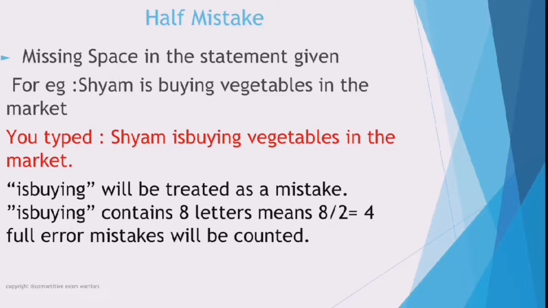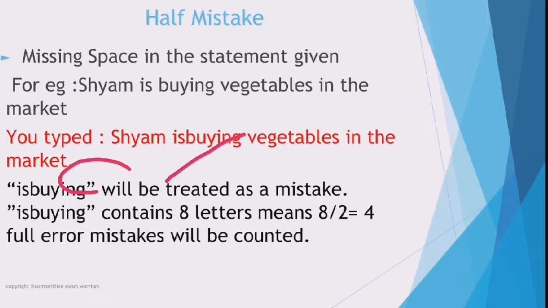Okay, now let's move towards half mistake. In half mistake, missing space in the statement given is considered a half mistake. Let us again go to the same example, that is, Sam is buying vegetables in the market. If you have written it this way, "Samis buying vegetables in the market", you have missed the space between "is" and "buying", and that will be considered a half mistake.